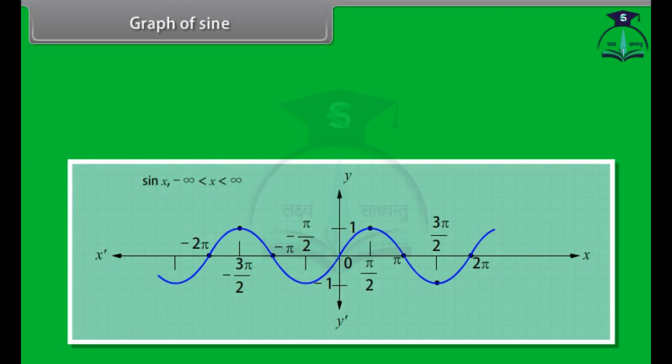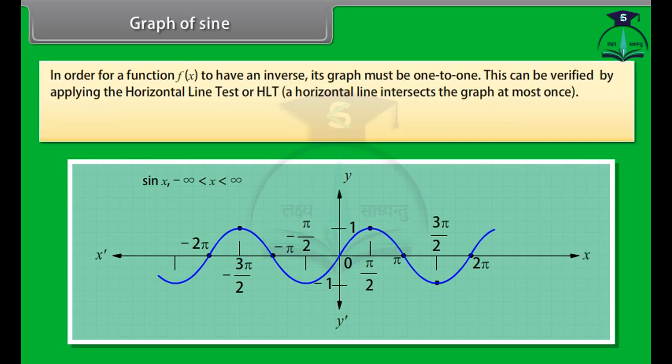This is the graph of f of x is equal to sin x. In order for a function f of x to have an inverse, its graph must be one-to-one. This can be verified by applying the horizontal line test or HLT. A horizontal line intersects the graph at most once. Clearly, the graph of sin x fails this test. So, how do we define the inverse of sin x?